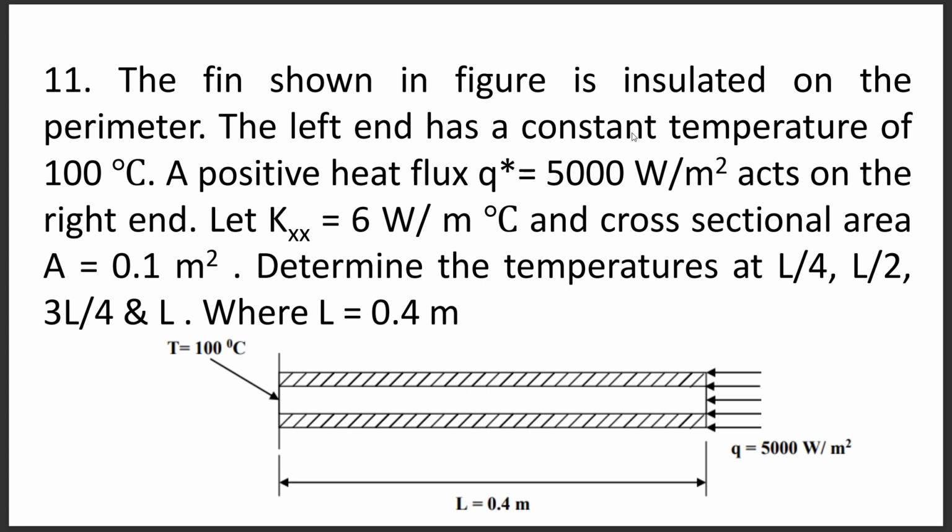That means we have a bar with a temperature of 100 degrees centigrade at the left-hand side. On the right-hand side we are providing a thermal flux of 500 watt per meter square. The cross-sectional area is equal to 0.1 meter square, and we need to determine temperatures at specific lengths of L/4, L/2, 3L/4 and L. Total length equals 0.4. So we need to find the temperatures at 0.1 meter, 0.2 meter, 0.3 meter and 0.4 meter from the left-hand side. If you want to analyze this using ANSYS finite element, the length of the bar will be 0.4 meter, and at distances of 0.1, 0.2, 0.3 and 0.4 meter we need to find temperatures.